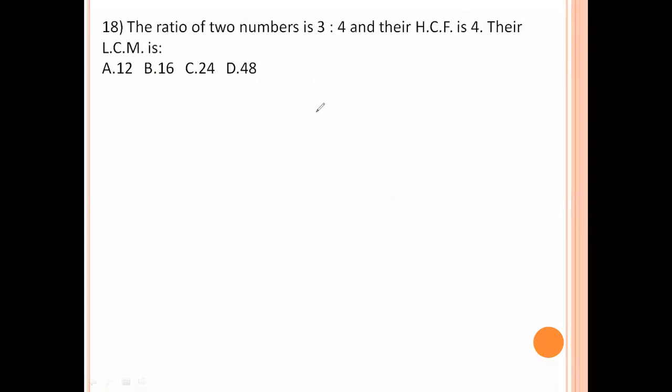The ratio of two numbers is 3:4 and their HCF is 4. Their LCM is? 3 into 4 is 12, 4 into 4 is 16. So the numbers are 12 and 16. LCM is either equal to the highest value or more than it. 16 is not divisible by 12, so the next value is 24. 24 is not divisible by 16. The next is 48. 48 is divisible by 12 and 16. Option D is the right answer.